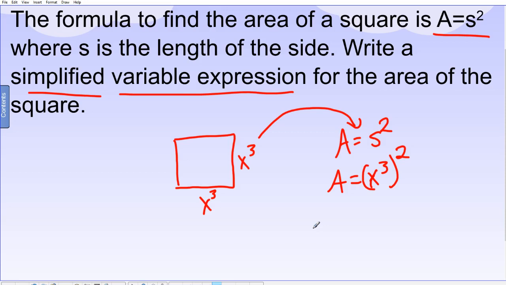Okay, so we've got to dig back into our memory banks from the previous really long lesson on what you do if you have a power raised to a power. You multiply the exponents. You distribute the exponents. So this becomes x to the 6th power. And that's done. I can't really simplify that anymore. So the area of this square would be x to the 6th power. Whatever x is, if I raise that number to the 6th power, that would be the area of the square.